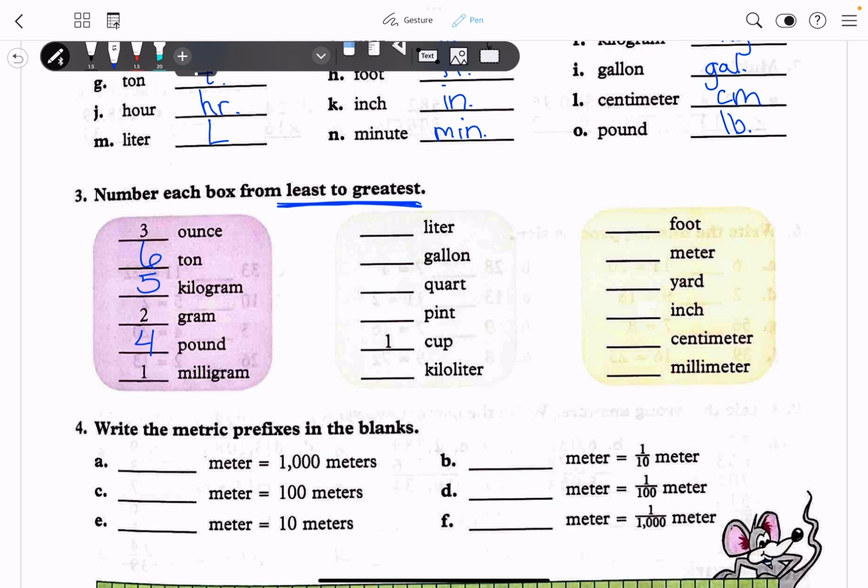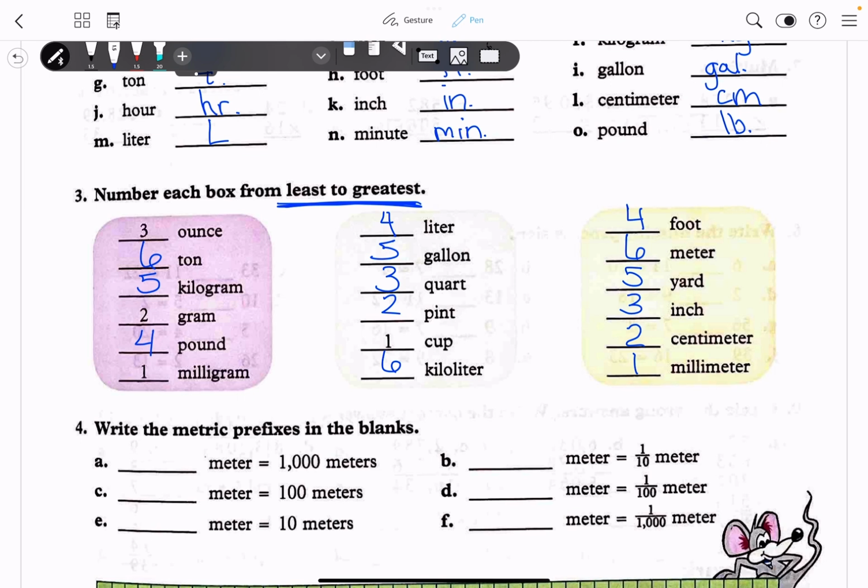Okay, so the green box, they started for you. The smallest is a cup. Sorry, that's number 1. And then the second smallest is a pint. Then a quart. Then a liter. A gallon. And a kiloliter. All right, the yellow box, the smallest is a millimeter. And then a centimeter. Then an inch, then a foot, then a yard, and a meter. Okay, so make sure you have all those correct.